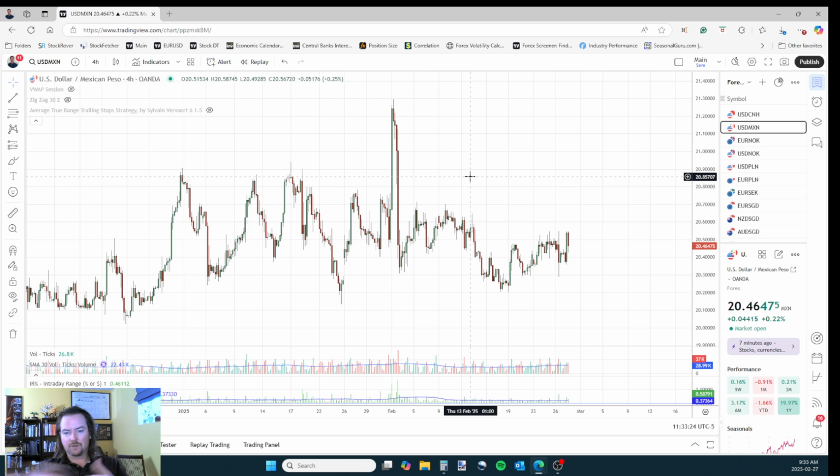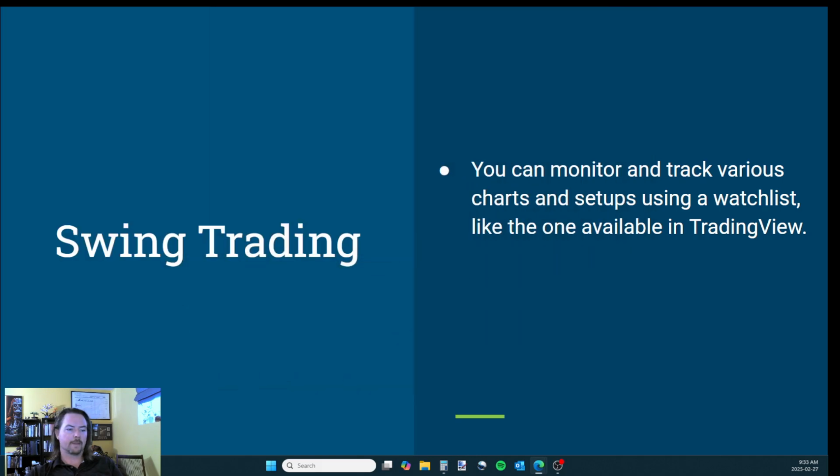So I like this way. I have done the MetaTrader way where you open up a bunch of charts along the bottom and just have them open there ready to go. Look at one chart at a time, then click on the next one, and that's another way to do it.